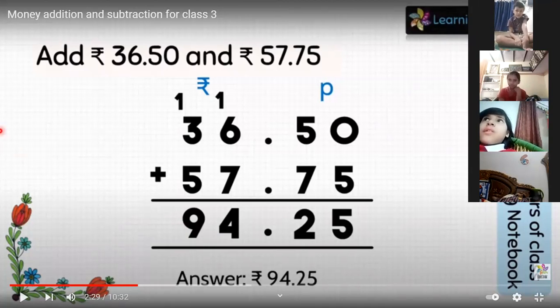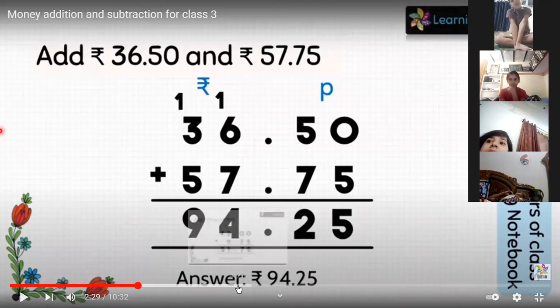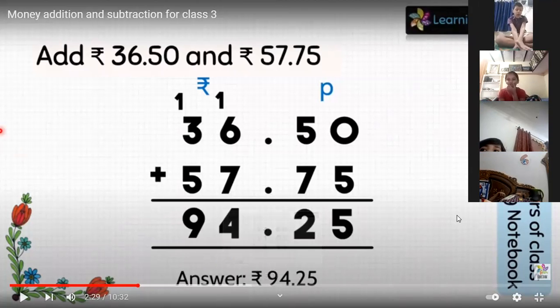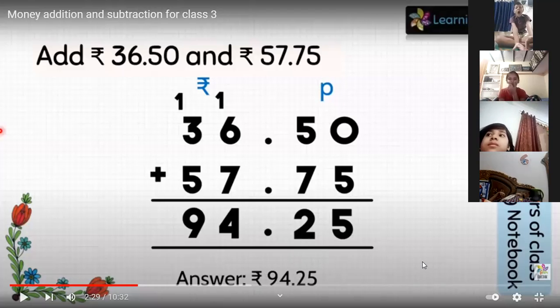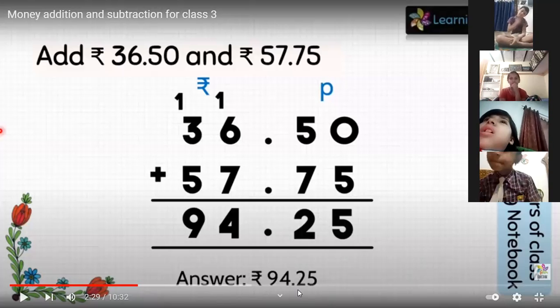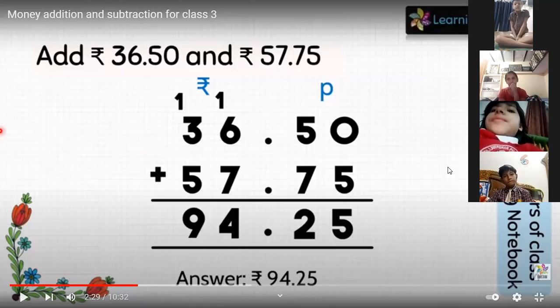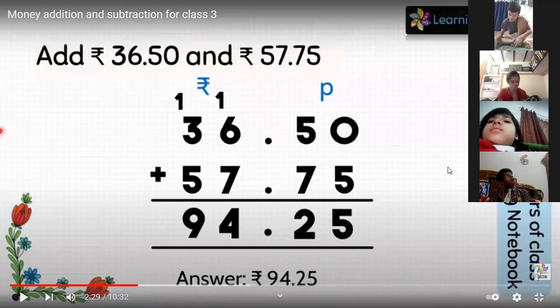Exactly. So this is the use of the dot. Why are we putting the dot? Although it does not have any effect in the addition process, we are still using it, because we are going to separate the rupees from the paisa. And when we read our answer finally, our answer will be 94 rupees and 25 paisa. Okay, beta, this is the way to solve our questions. This is the way to add our two different figures.